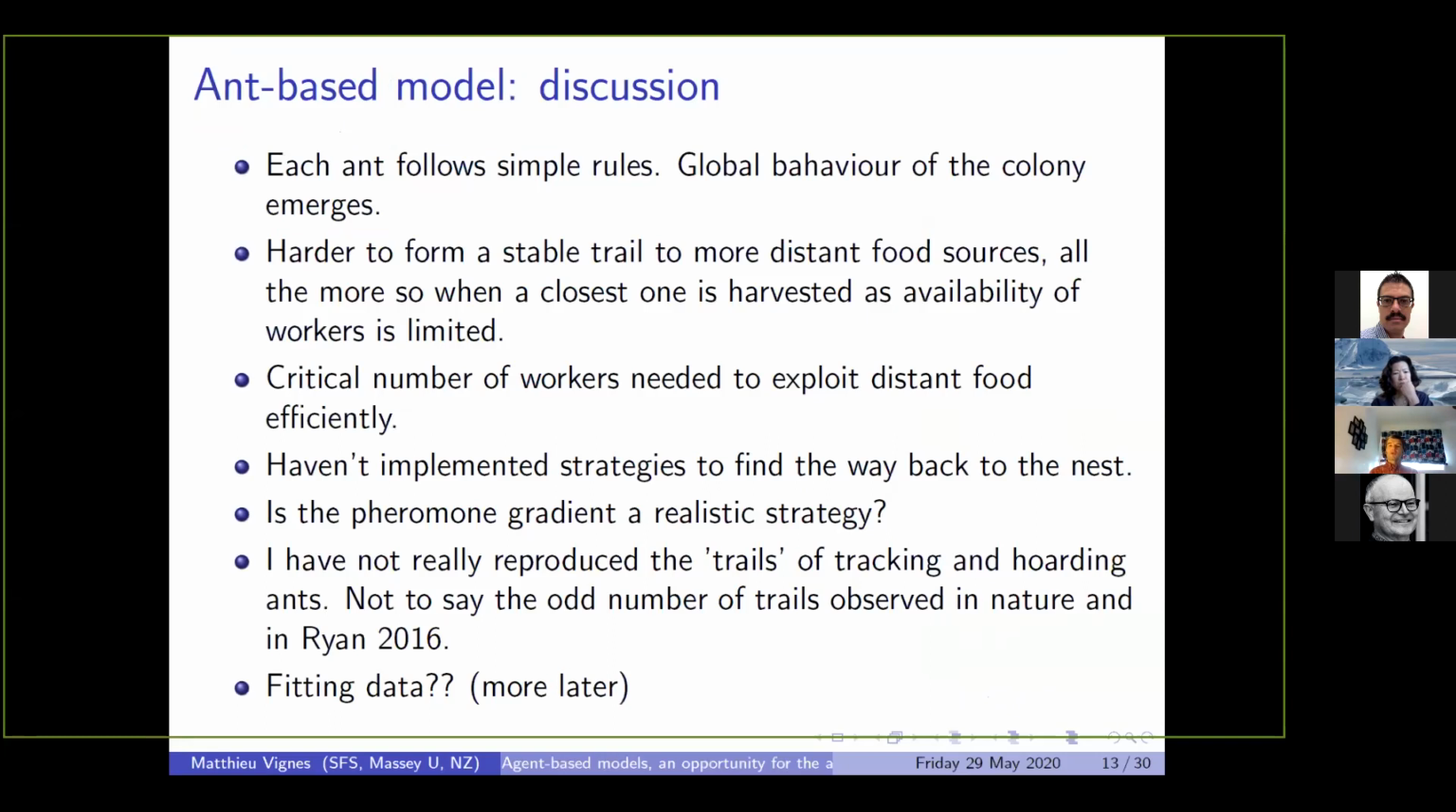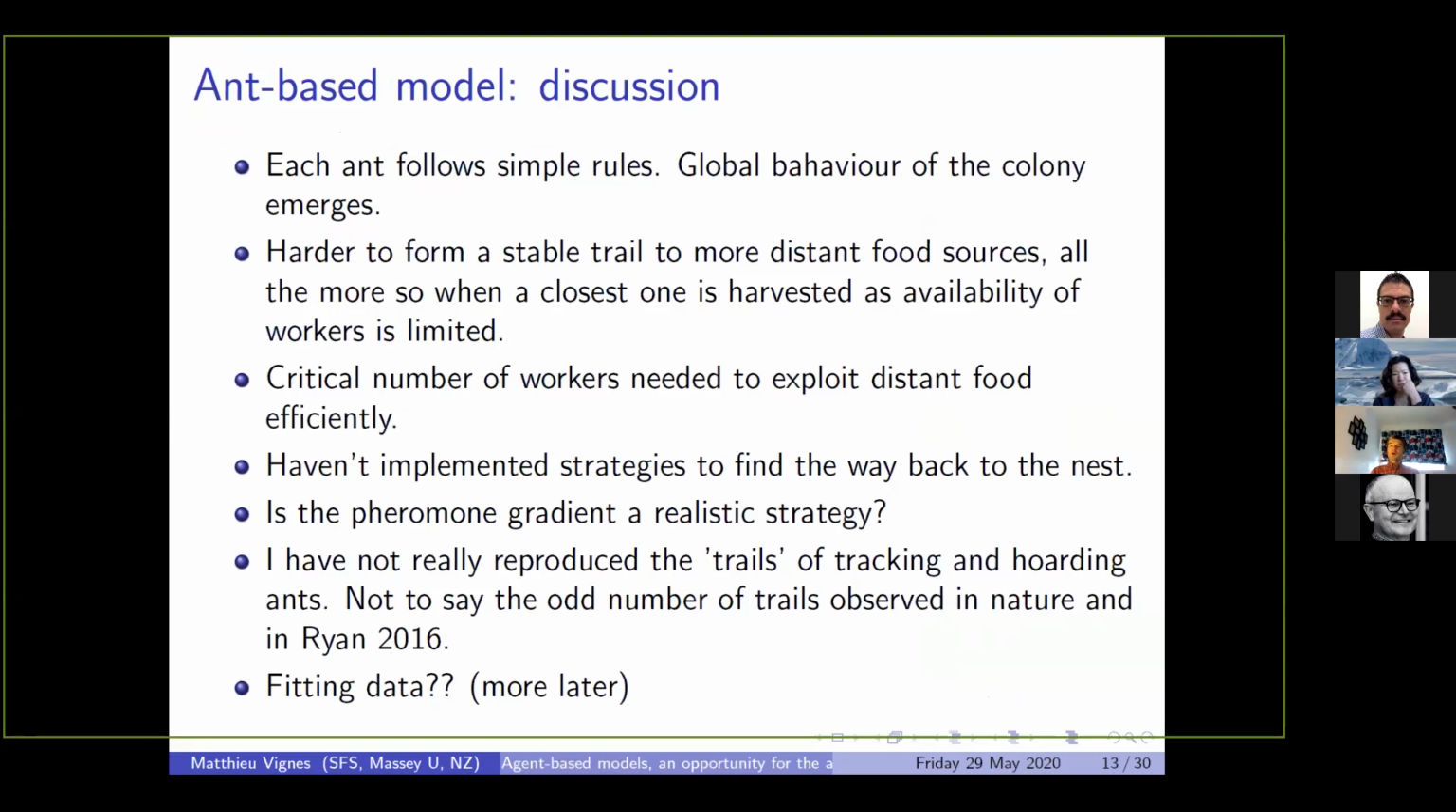So yes, a small discussion of what I observed, and you might jump at me as mathematicians or statisticians and say, well, what have you shown here? You just showed simulations and your results. I don't know how to formalize that. So each ant follows simple rules, and I kind of saw a global behavior of the colony that emerged. Oh, that's typo number 7 at least.